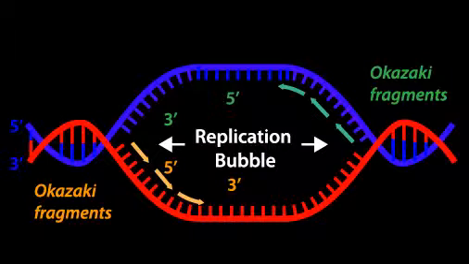Because the fork is opening in the rightward direction, but the synthesis must occur in the leftward direction, the lagging strand must be done in sections. A short section is completed in the right to left direction. The bubble opens further, the replication proteins jump ahead to the right to begin a new strand in the left direction, and so on, as the bubble continues to open. Several enzymes and other proteins are important in this process.